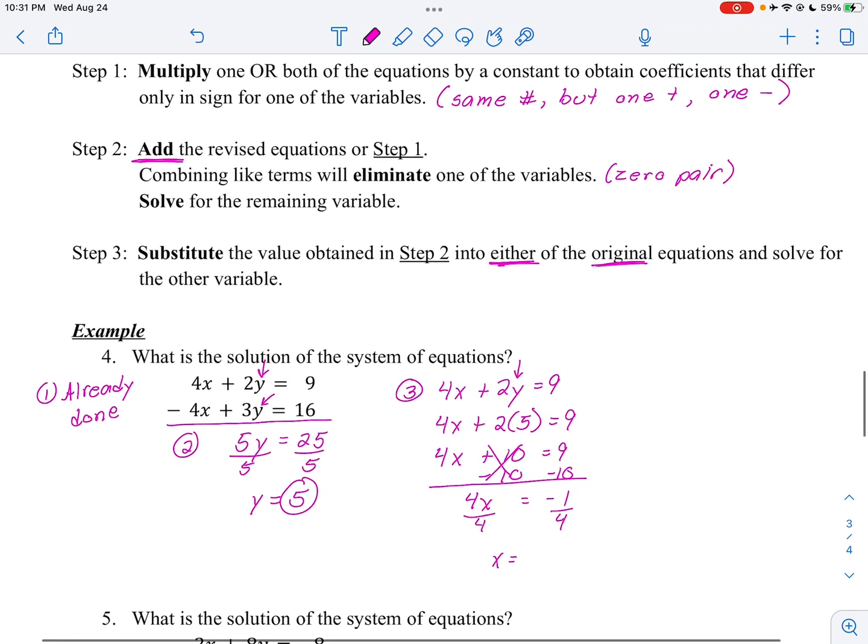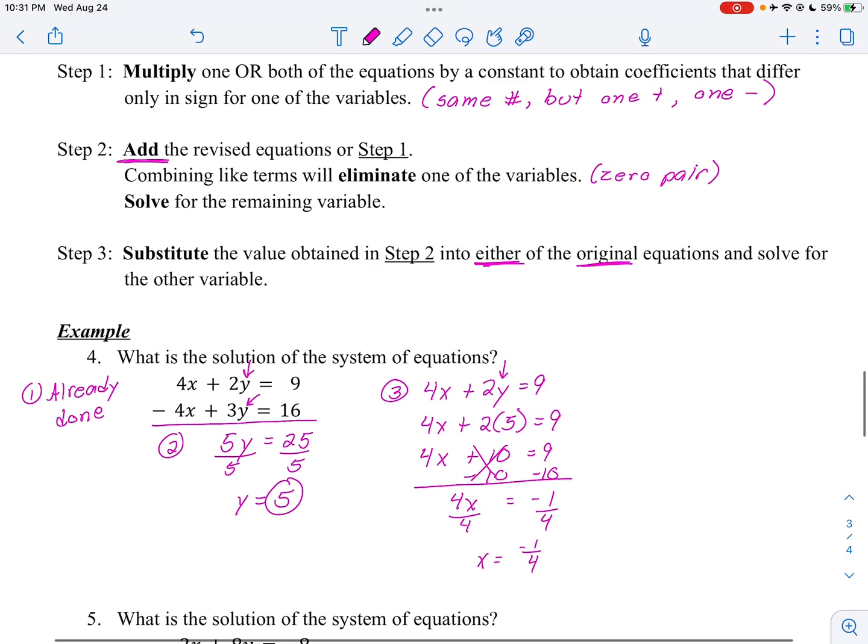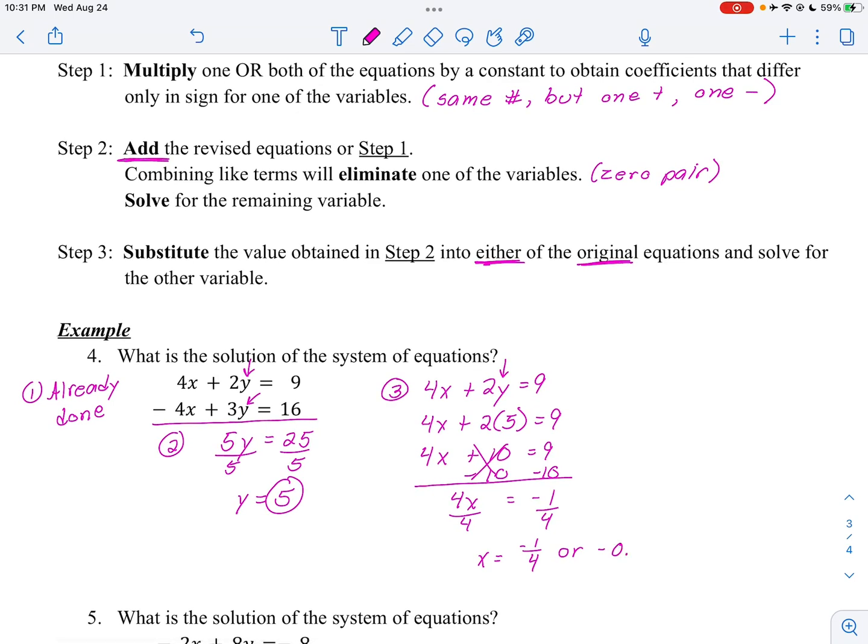And I have x equals, you can either leave it as -1/4, which does not simplify, or I would be okay if you had -0.25 if you put it in your calculator. That is fine as well. But either way, we've got a value for both x and y, which means we can write our answer as a coordinate point.